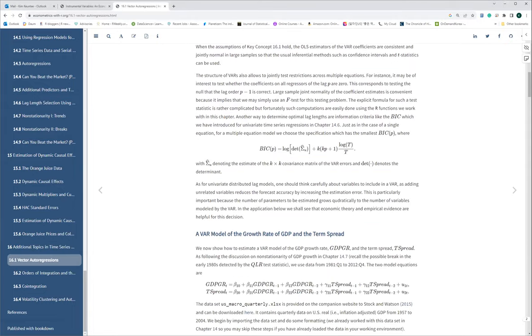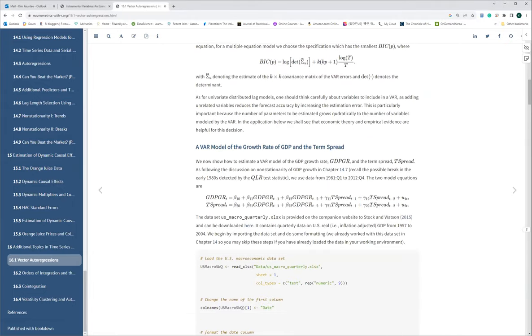Okay, and then I'm going to skip this one. In this example, we use a lag length of 2, which is why we have t-1 and t-2. That means to estimate the GDP value at time t, we look at the GDP observations for periods t-1 and t-2. The same goes for the term spread.